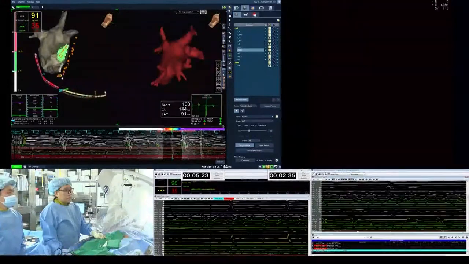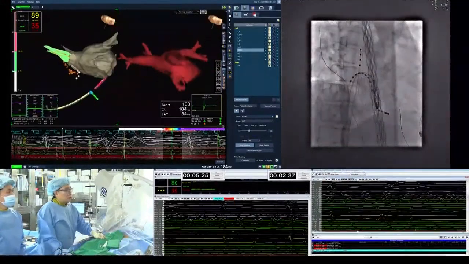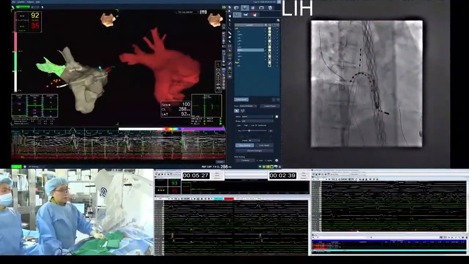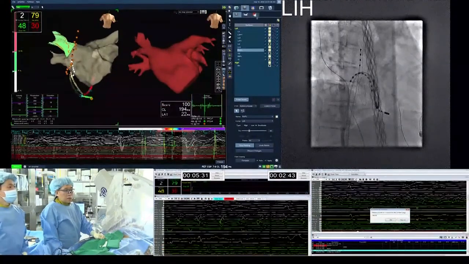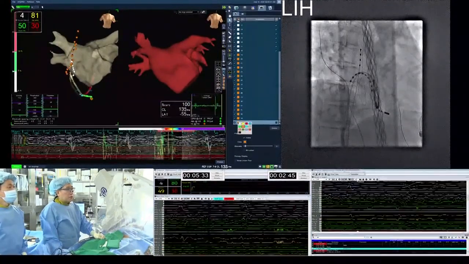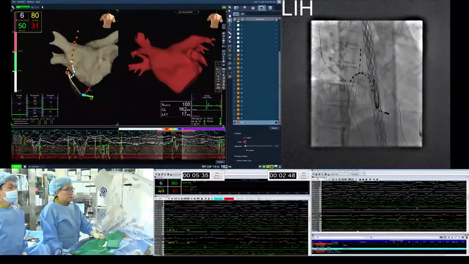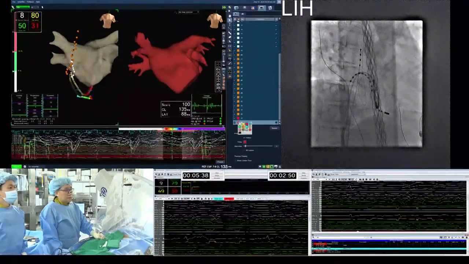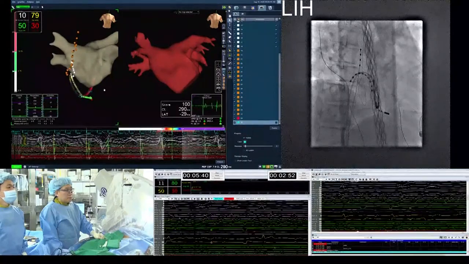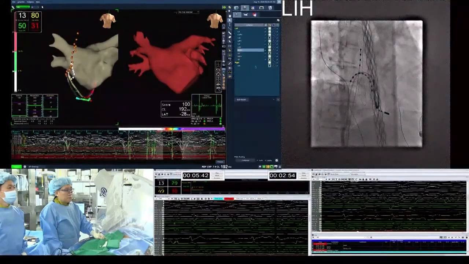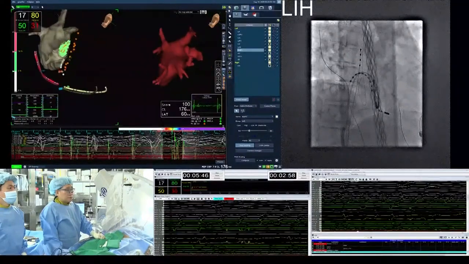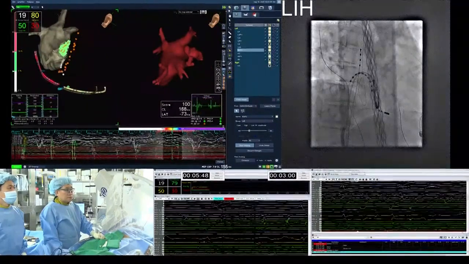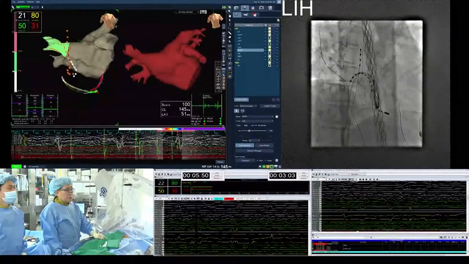Next step is cavotricuspid isthmus ablation. Probably some of our audience doesn't agree on why we need right atrial ablation for a patient with atrial fibrillation, but I am just talking about our general practice, our protocol in my laboratory. So we will discuss this kind of right side ablation at the discussion time.